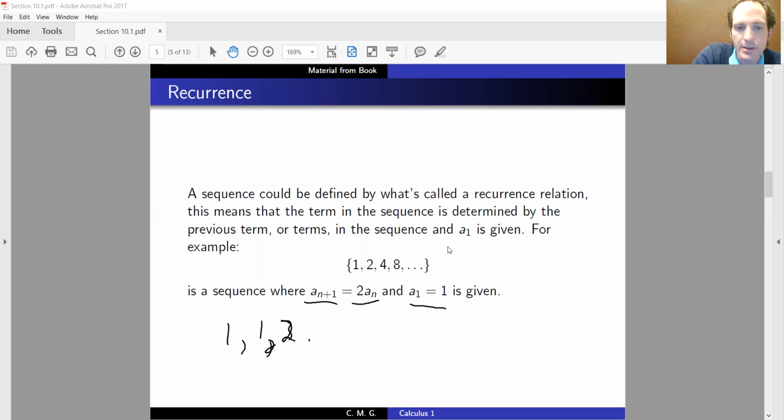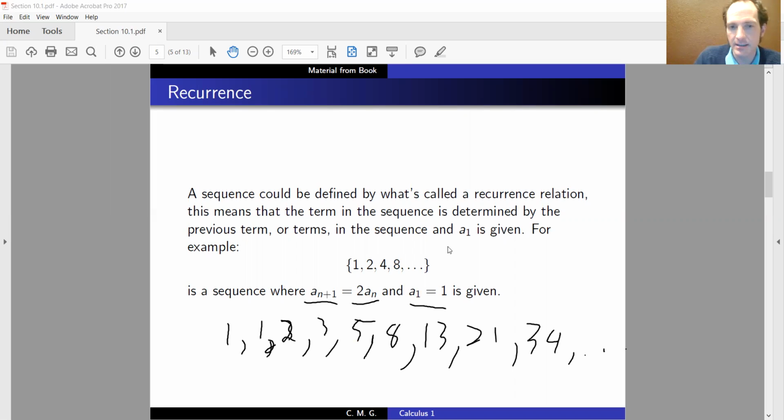1, 1, 2, 3, 5, 8, 13, 21, 34, and so on. This is what's called the Fibonacci sequence. The Fibonacci sequence starts with 1, then it's 1, then it adds the previous 2 to get the next one. So 1 plus 1 is 2, 2 plus 1 is 3, 3 plus 2 is 5, 5 plus 3 is 8, 8 plus 5 is 13, and so on. You add the previous 2 to get the next one.